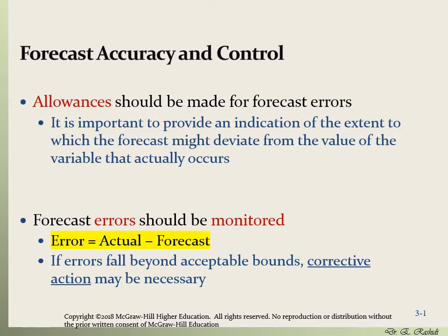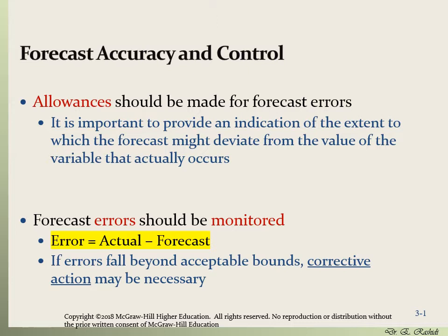So for example, we're going to say, okay, we are going to be fine with 10%. We assume that the forecast is going to be 10% wrong. That means that the actual value is going to be 10% below or 10% above the level predicted. So that's our allowance, and we accept that.